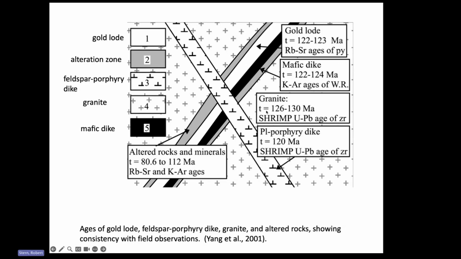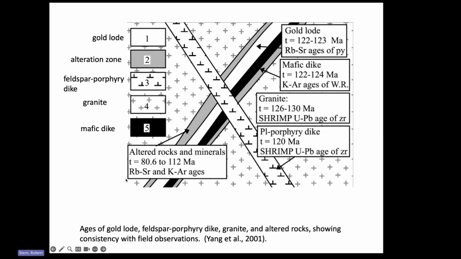And let's see, the granite, based on uranium-lead age, is 126 to 130 million years. That seems like the oldest age in here. The plagioclase porphyry dike has an age of 120. So that constrains this mineralization, from that argument alone, to be on the order of between 120 and 130 million years. Then we can take the rubidium-strontium ages of the pyrite and get an age of 122 to 123 million years. That fits. And the mafic dike, which seems to have come in around the same time, that also fits.